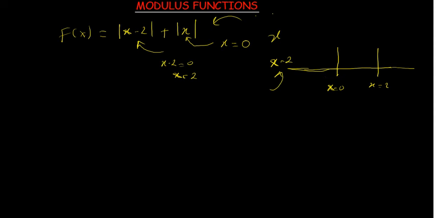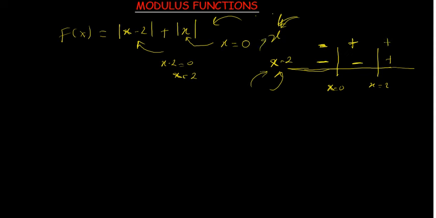If we take something less than 0, such as negative 1, and put it in here, negative 1 minus 2 will be negative. In the other one, negative 1 is negative. If we take a number between 0 and 2, such as 1, then 1 minus 2 is still negative for this one, but 1 in the other is positive. If we take a number above 2, such as 3, then 3 minus 2 is 1, which is positive, and 3 is still positive.